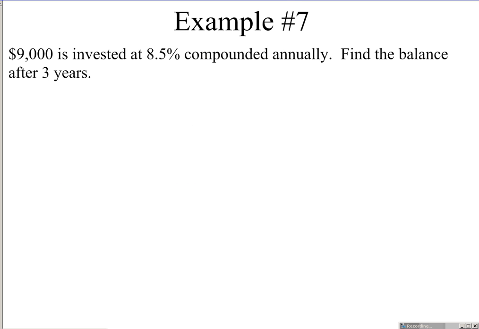So looking at our first one here, $9,000 is invested at 8.5% compounded annually. Find the balance after 3 years. So the first thing you're going to need to do in all these problems is decide which formula you're going to use. In this case, we're going to use A equals P times 1 plus r over n to the nt power. The only time you would use A equals P times e to the rt is if it specifically says that the interest is compounded continuously.